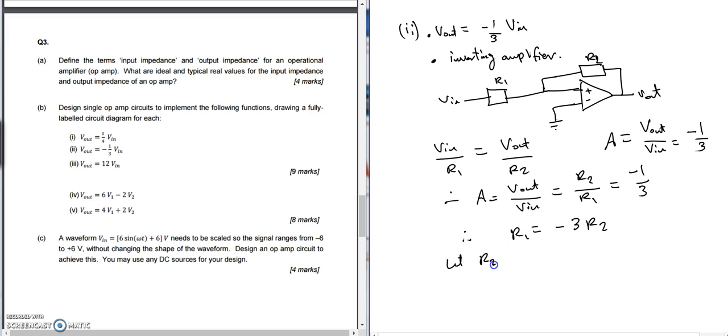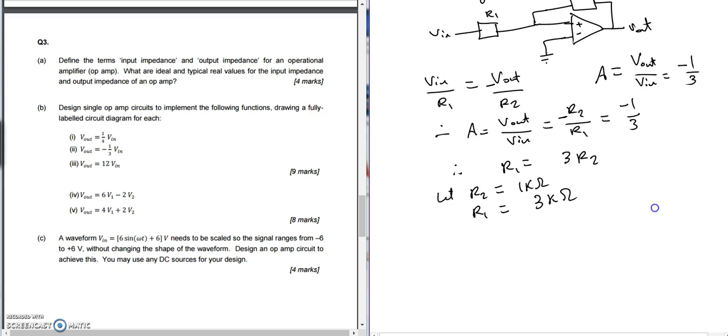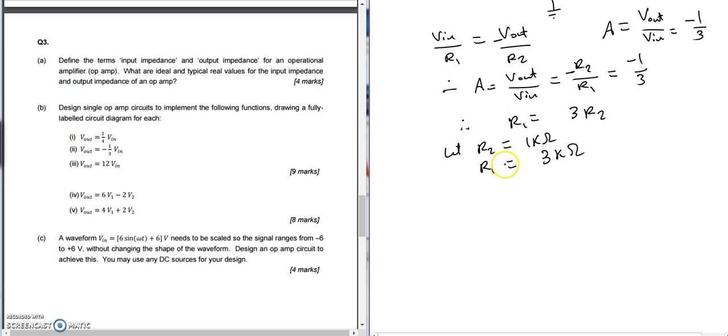So let R2 be equal to 1 kilo ohm, R1 is equal to 3 kilo ohm. There is a minus sign, so it's minus. So therefore it is, yeah. So 3 kilo ohms exactly. That's it.